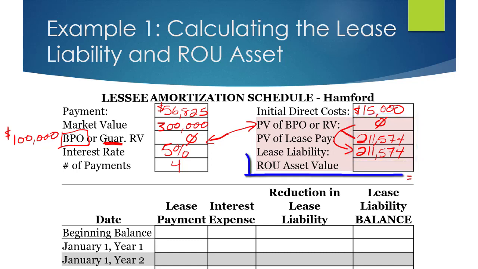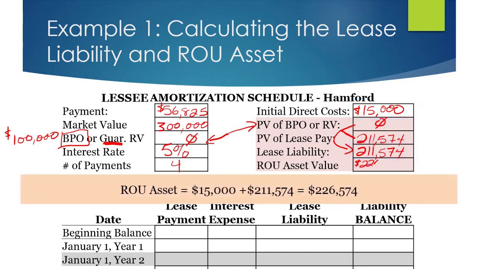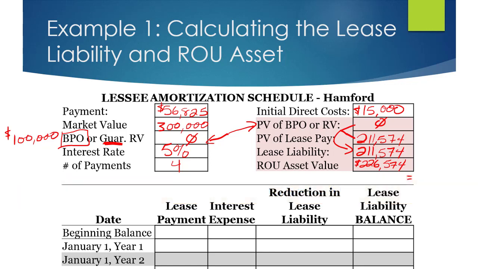And my right of use asset, this is what FASB calls a leased asset now, is the sum of the lease liability plus the initial direct costs. And it gives me $226,574. And now I've got all the numbers I need to do both my amortization schedule and my first journal entry.